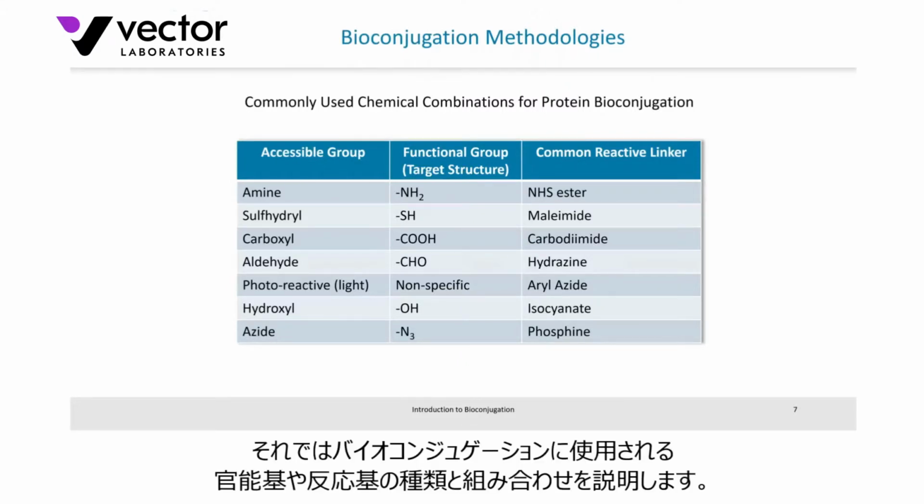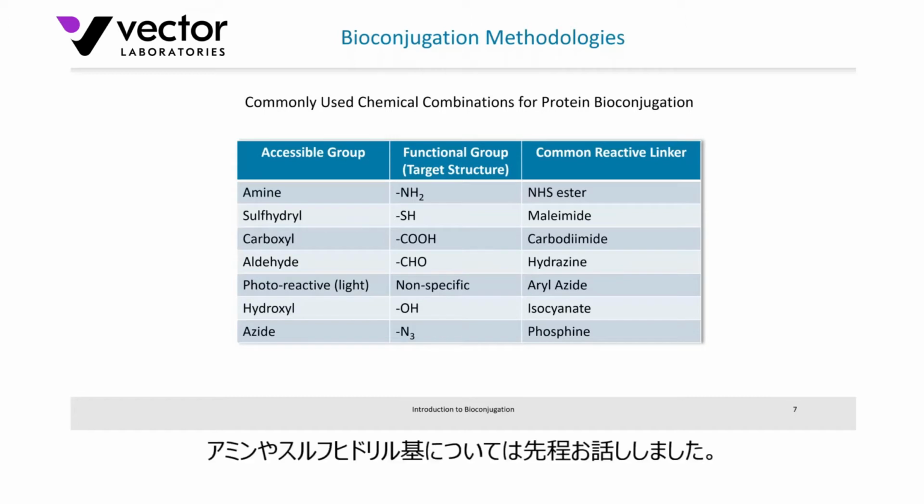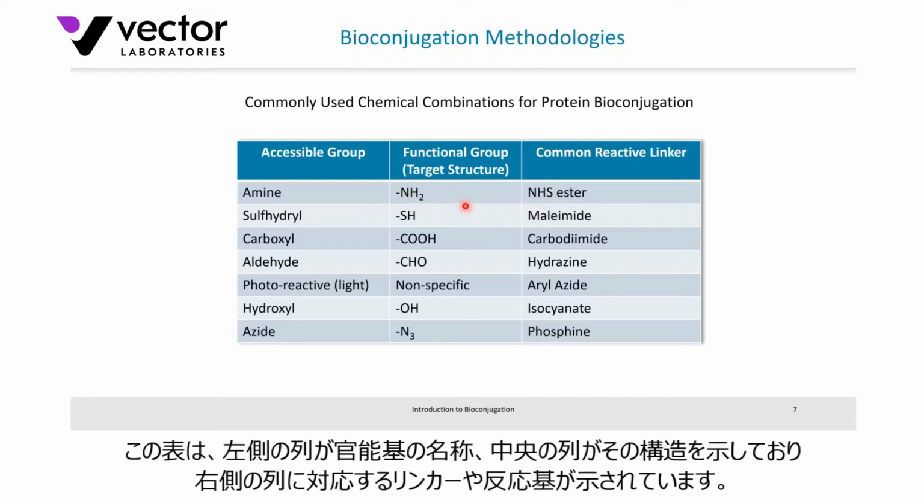Now we'll look, though, at some of the other selections or choices that are commonly used for binding or bioconjugating proteins. We have used the term previously in some other slides, amine groups. We've looked at some sulfhydryl groups. And so here's the accessible group. This is the name of the particular group. And this is the actual target structure of it.